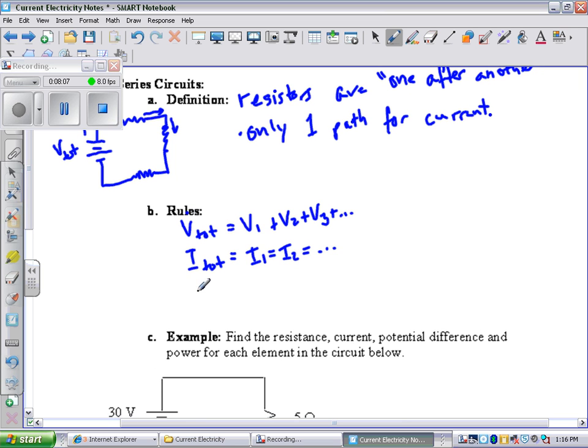Then the resistance rule. If you think about it, the electrons have to fight their way through the first resistor, then fight their way through the second, then fight their way through the third. So the resistances are going to add up to give me the total resistance of the circuit.